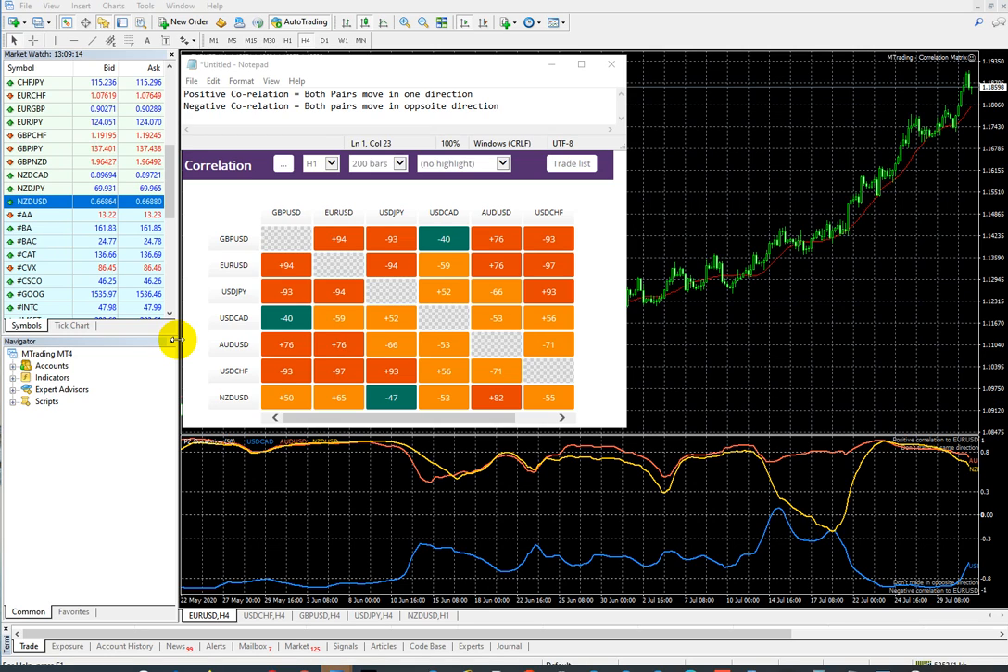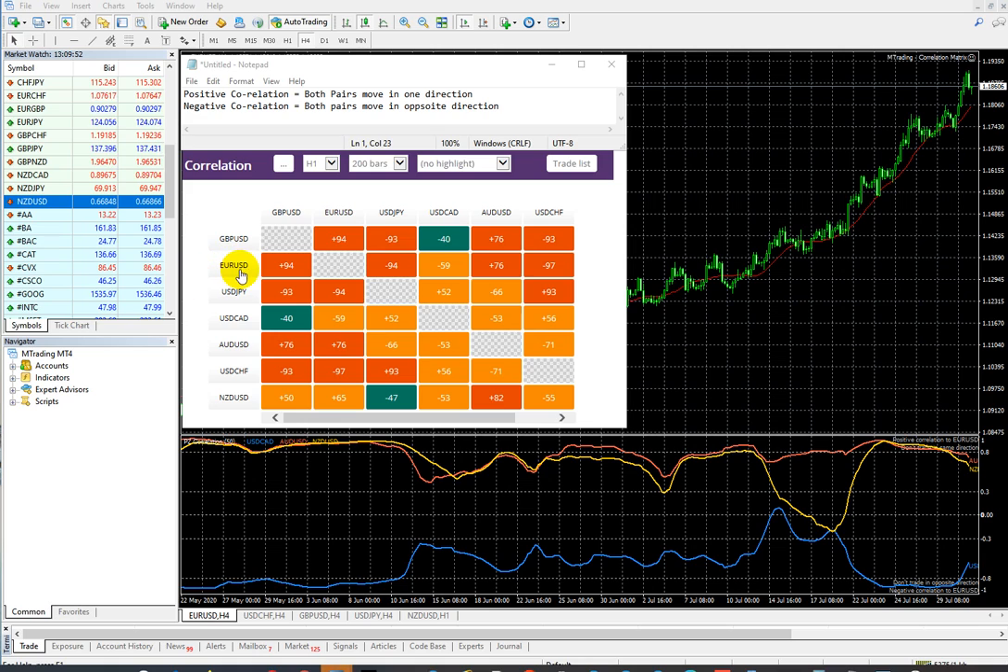We have seen that when EUR/USD falls, GBP/USD also falls. Both the pairs move in the same direction, which means EUR/USD and GBP/USD have a positive correlation with each other. When there is a positive correlation between two pairs, both pairs will move in one direction. When there is a negative correlation between two pairs, both pairs will move in opposite directions.